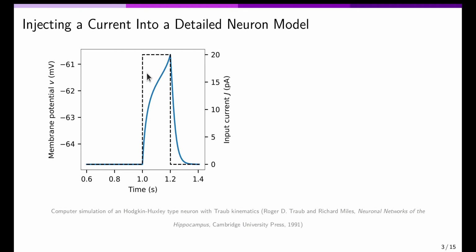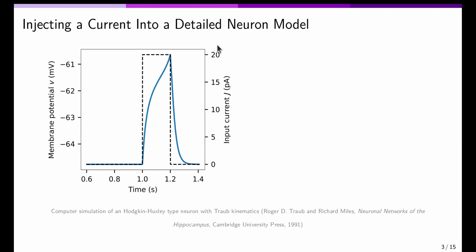So you inject some current, voltage builds up, and then it collapses back down when we stop injecting current. But what if we want to inject a little bit more current? All I'm going to do is, instead of injecting 20 picoamps of current, go up to 25.